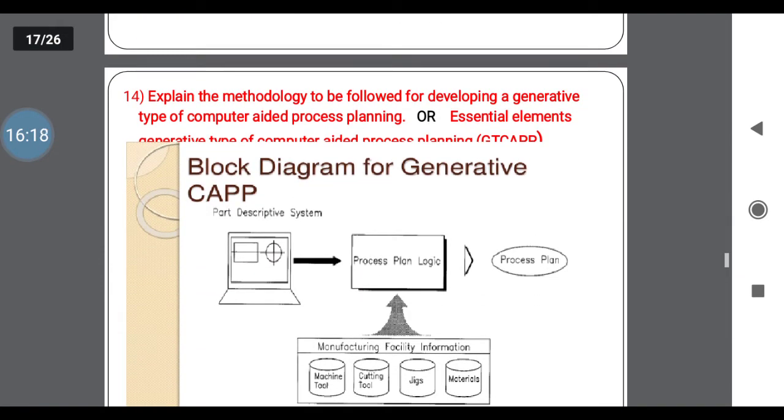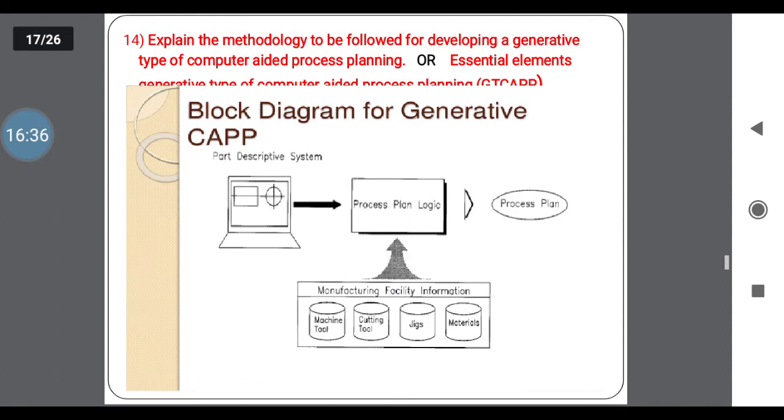Next question is explain the methodology or essential elements for generative type of CAP. Here the 13th question is the elements or methodology of retrieval or variant type. This one is the methodology or elements of generative type. So here consider first one part description, from there to process plan logic, and next go for a process plan.